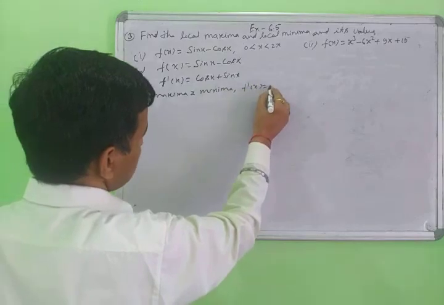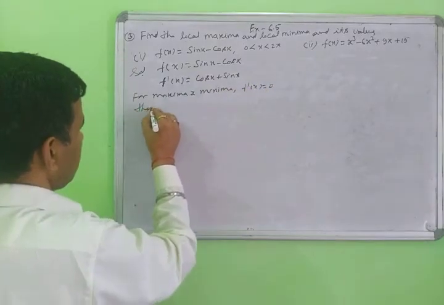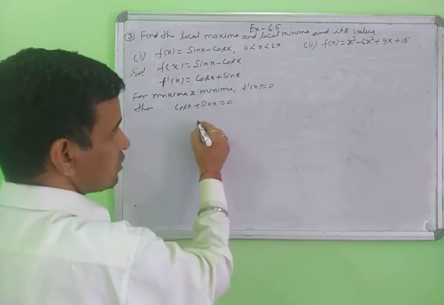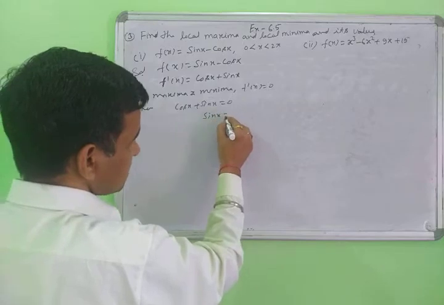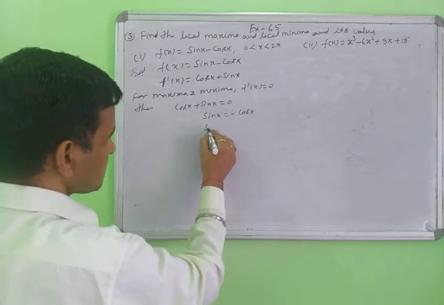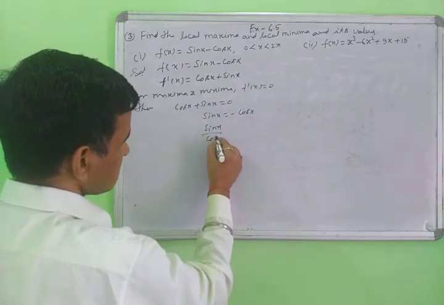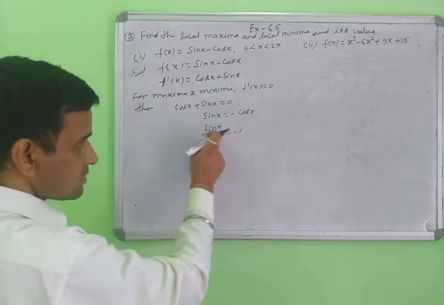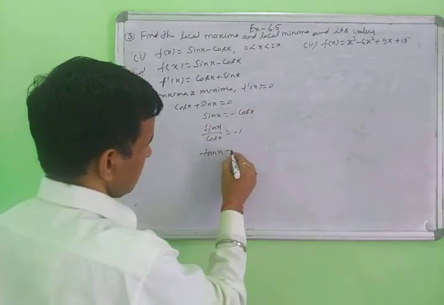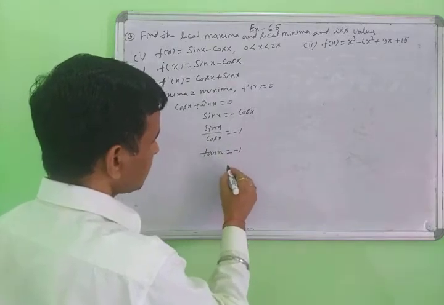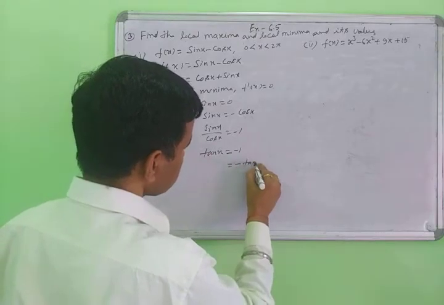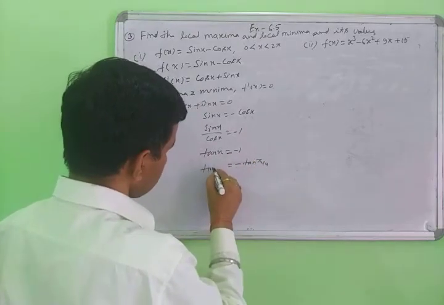f dash x equal to 0, then cos x plus sin x equal to 0, then sin x equal to minus cos x. We are dividing by cos x, taking it into the denominator, converting this to tan x equal to minus 1. Our value of tan is tan minus pi by 4. This is the tan x.